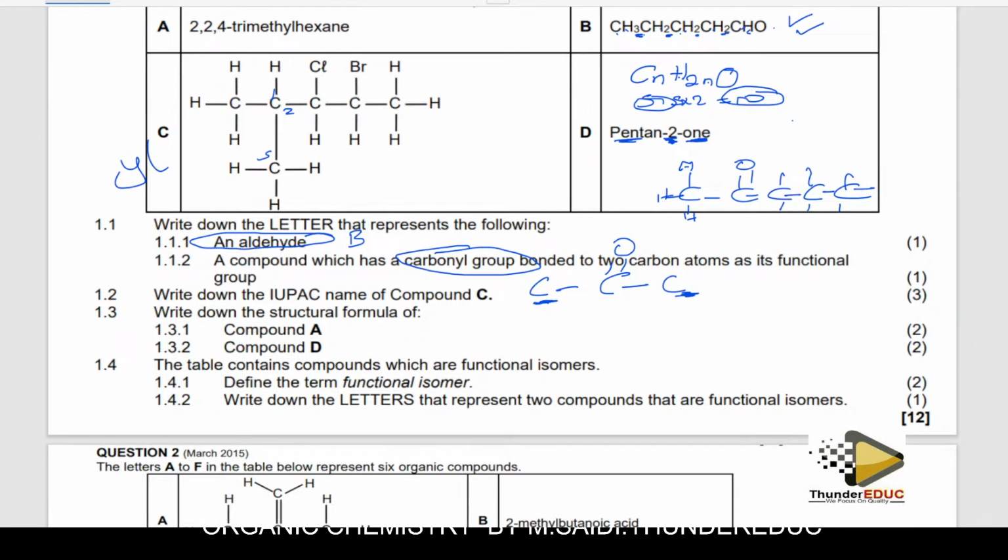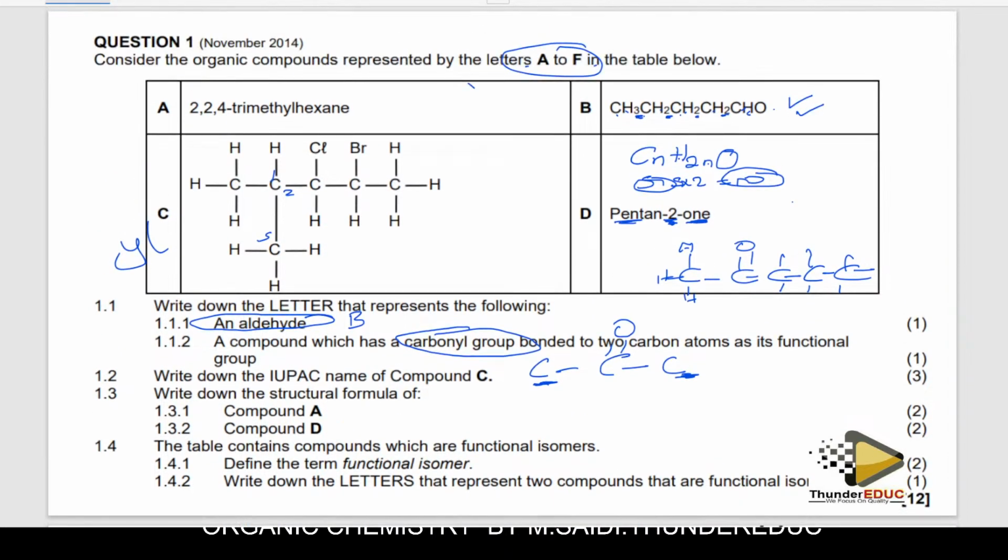All right, let's continue to the next question. The next question, they're saying to write down the letter that represents the compounds that are functional isomers. So here we have to look at compounds which are functional isomers. Based on this, the answer is going to be B.